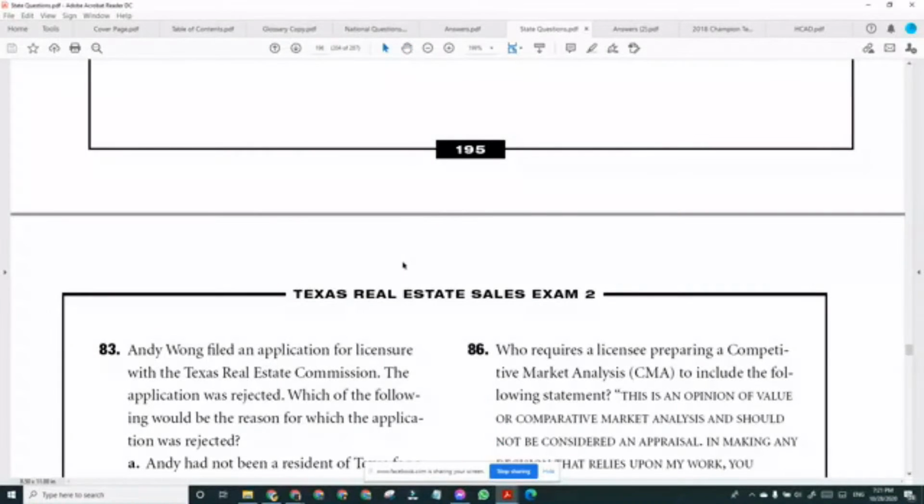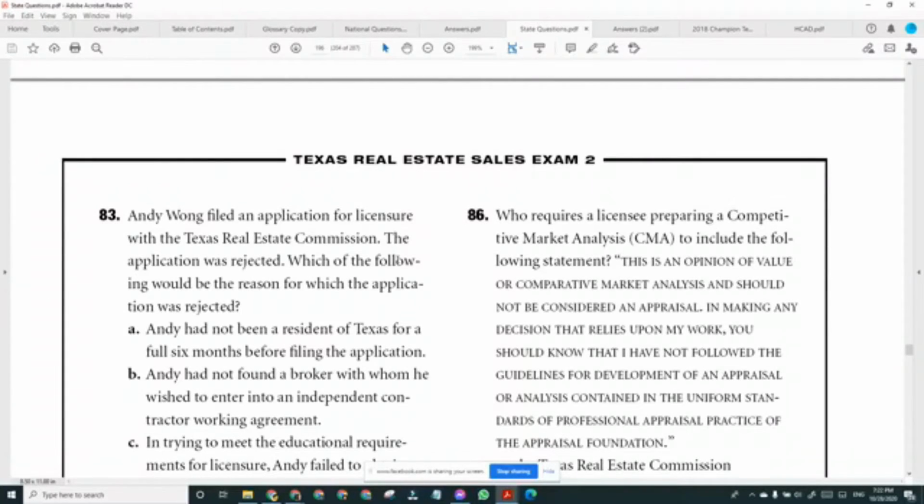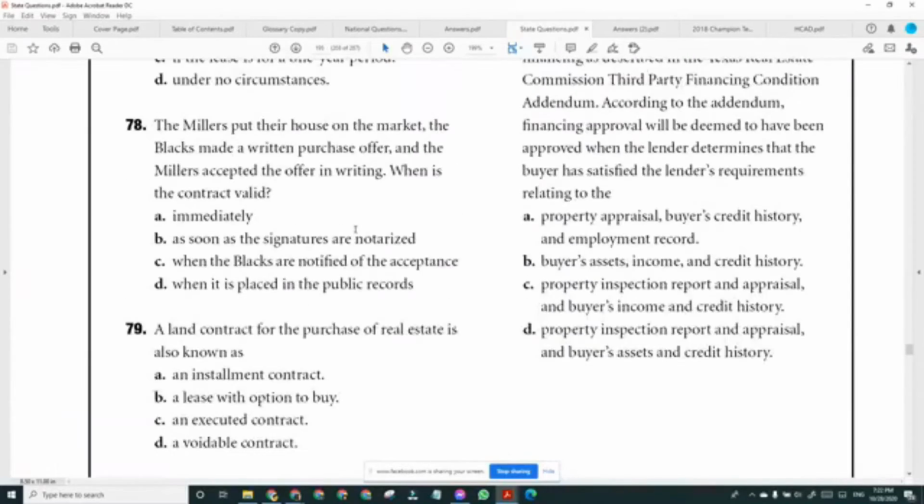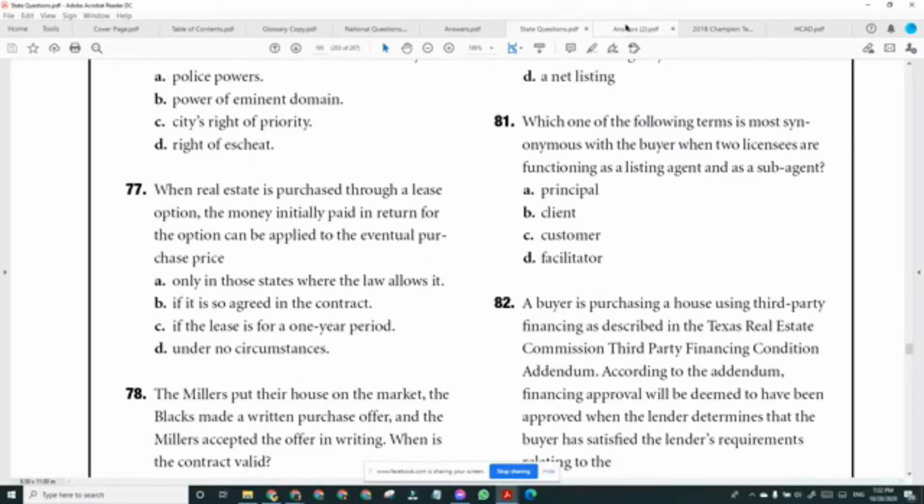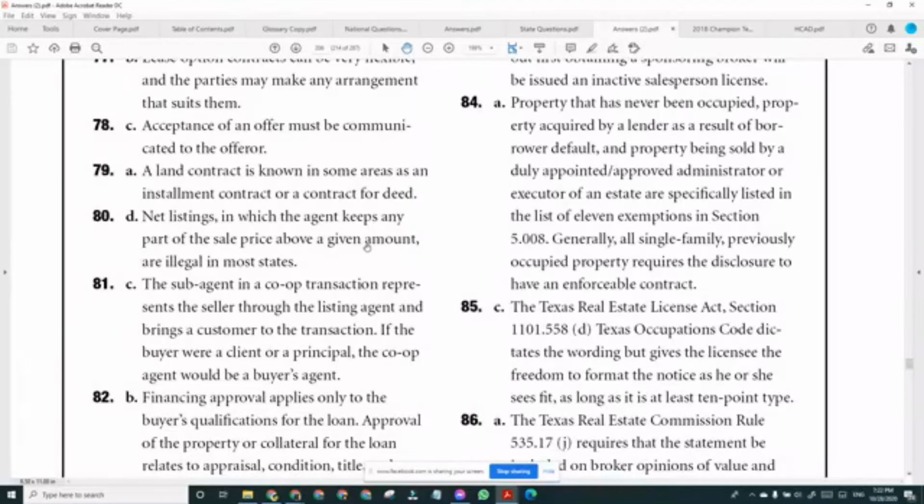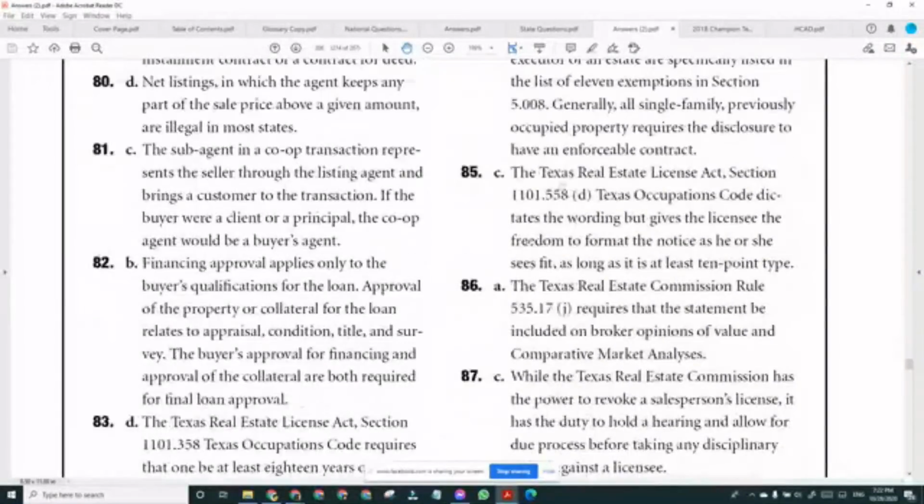I already finished the state questions on exam 1. So we're on exam 2 for state questions. And we were going to start with number 81. So we're going to take a break. I need to take a little break here. And then the answers for exam 2 start right there.